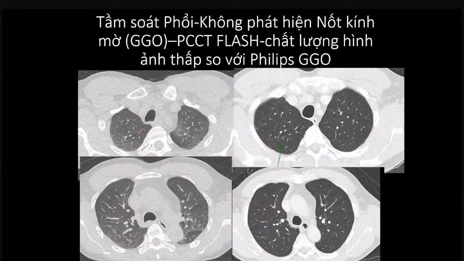Here's a patient that we scanned on the PCCT with flash, and you can see the image quality is not so good on the left, and in fact I think it missed ground glass opacity, or GGO, which is what we worry about as an early lung cancer, because it can't be seen because of the image quality.